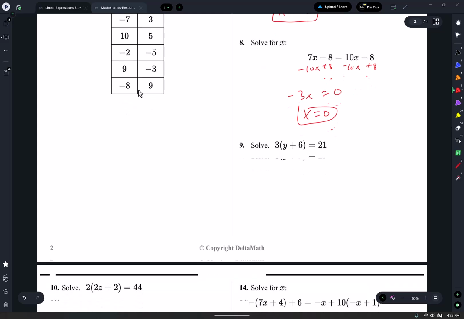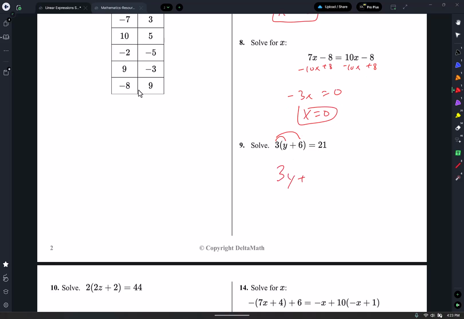All right, so question number 9. Distribute. You guys see what we did there? 3y plus 6 times 3 equals 21. The whole thing is that you want to solve for y, so you want to move the 18 to the right. Minus 18, minus 18. So 3y equals 3. Divide both sides by 3. Y equals 1, and there it is.